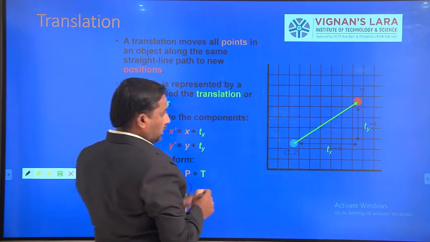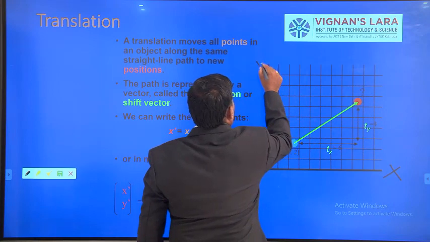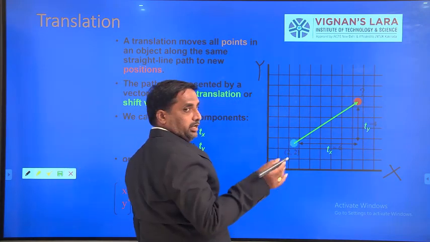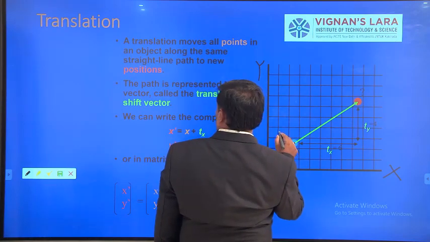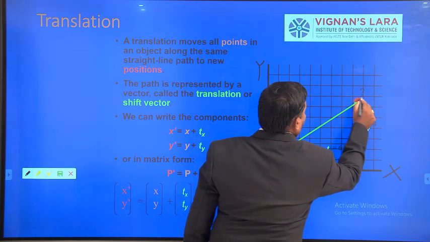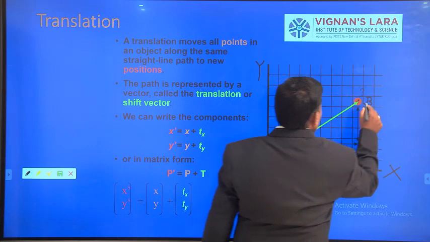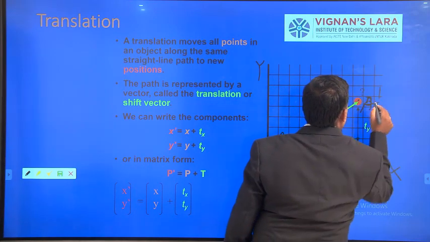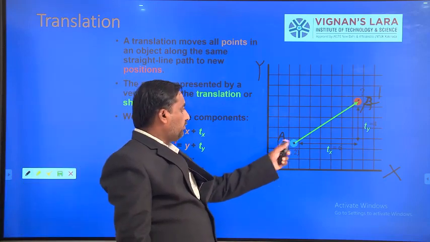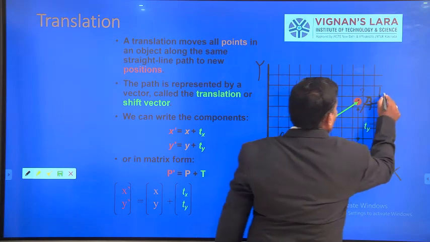Right. Suppose consider an x and y coordinate system. Here consider a straight line. Let this point be A, and this point is B. Or A dash, sorry, this is A dash. So in this case, you observe that the coordinates of A are 2, 2, and the coordinates of A dash you have to identify.